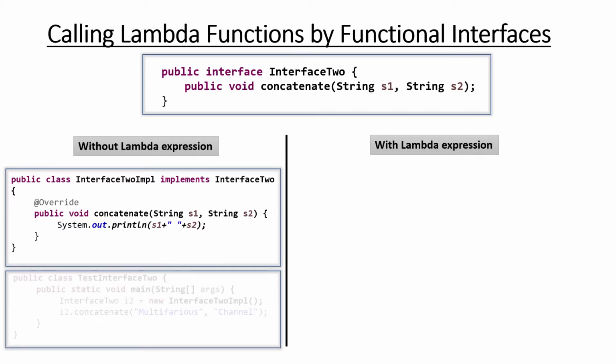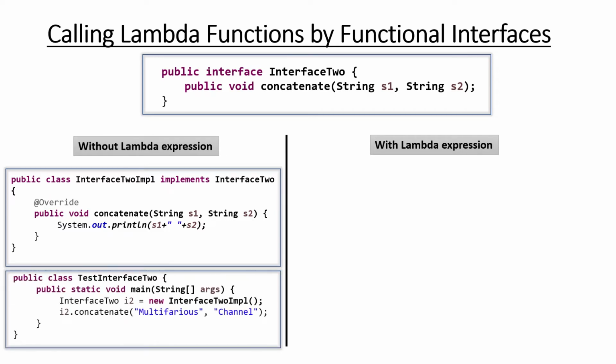Public class TestInterface2, public static void main, and inside the main we have Interface2 I2 equals new Interface2Impl. Then we can call the method concatenate by I2.concatenate. So in this way, you will write the implementation of the interface in a class and then instantiate the implementing class to invoke the function. Now the same task can also be achieved using the functional interfaces.